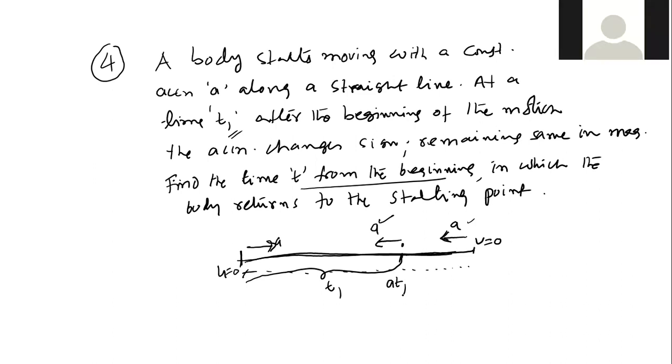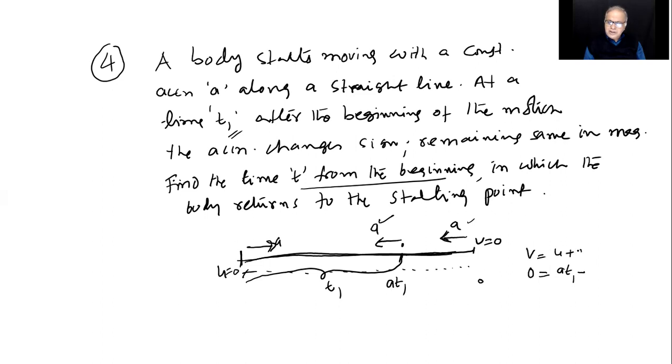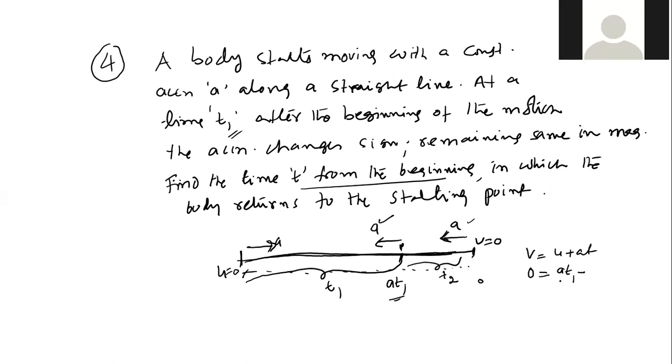After t1, the current velocity is at1 and the final velocity will be 0. Deceleration is a. So you want me to find the time? Using the same v equals u plus at, 0 equals at1 minus a t2. Take this time to be some t2. So u is at1 and a is the same a, into t2.